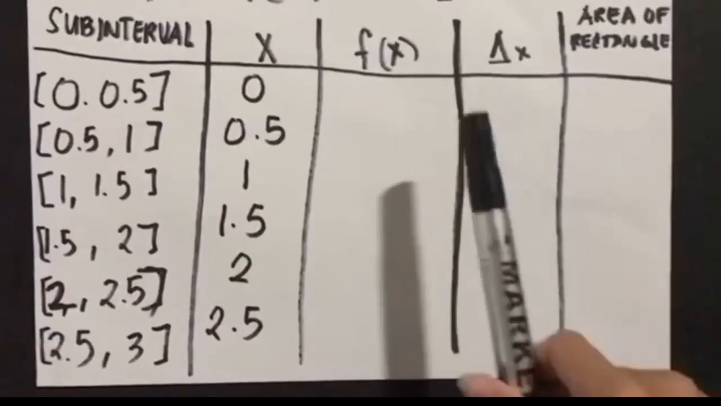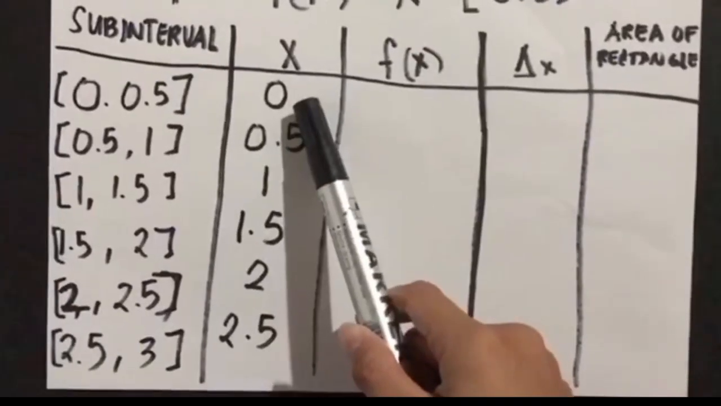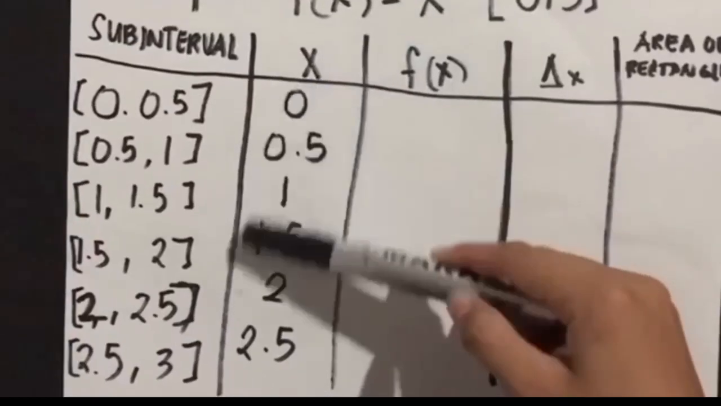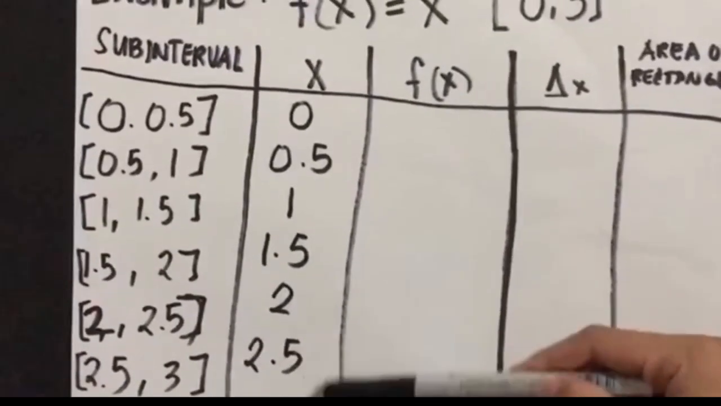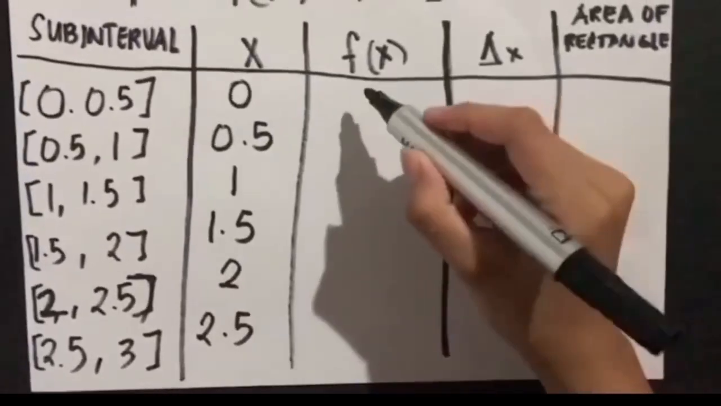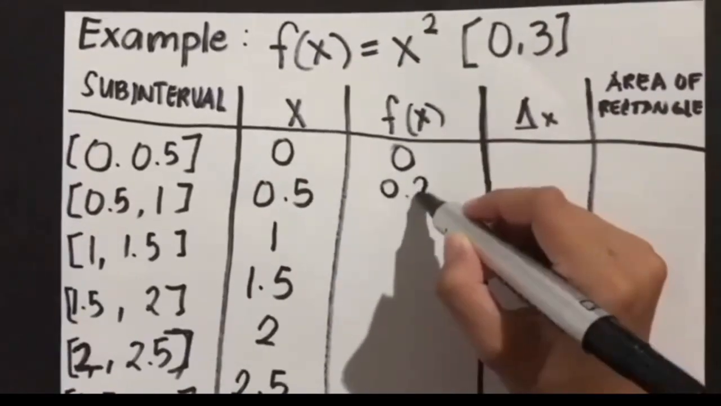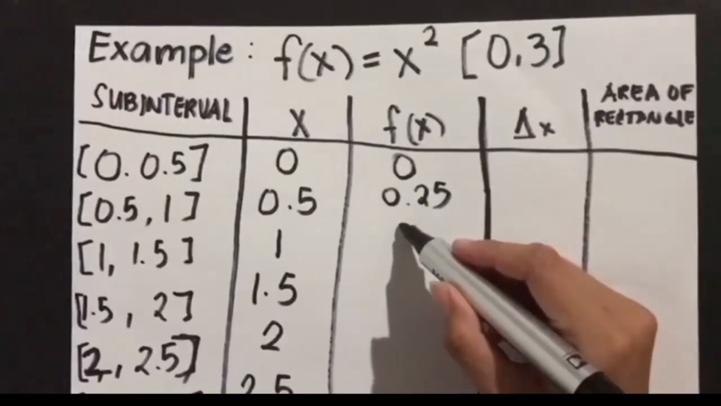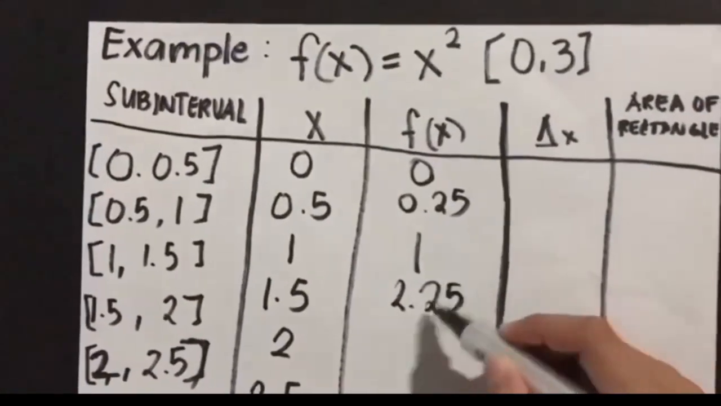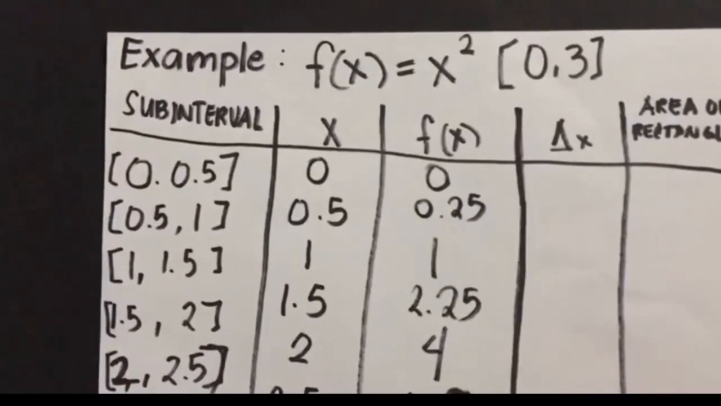To get the function of x, which is x squared, we will just square each value to get the answer in the function of x. 0 raised to 2 is 0, 0.5 raised to 2 is 0.25, 1 raised to 2 is 1, 1.5 raised to 2 equals 2.25, 2 raised to 2 equals 4, 2.5 raised to 2 equals 6.25.